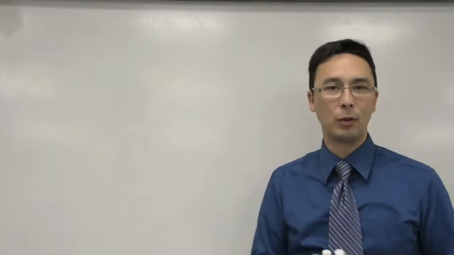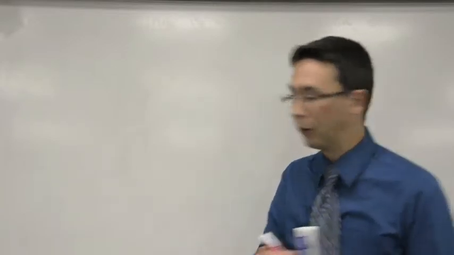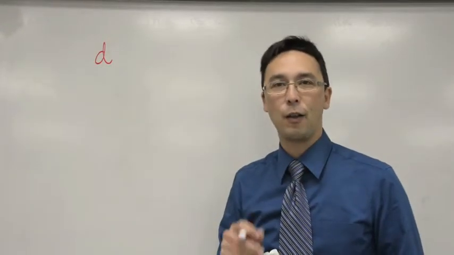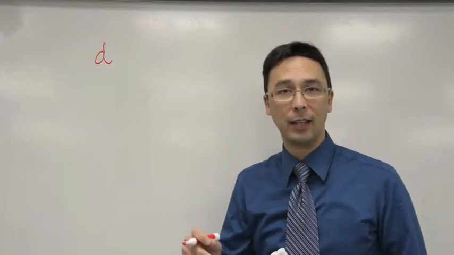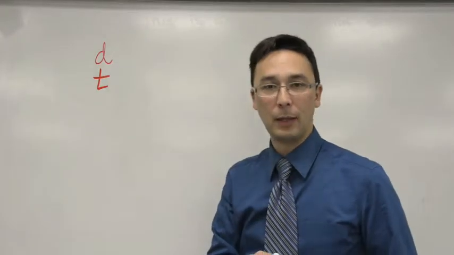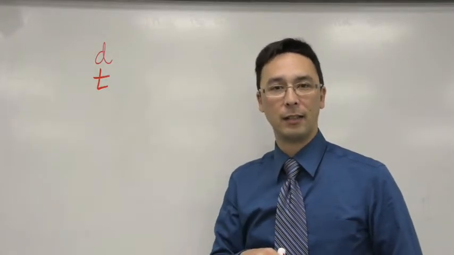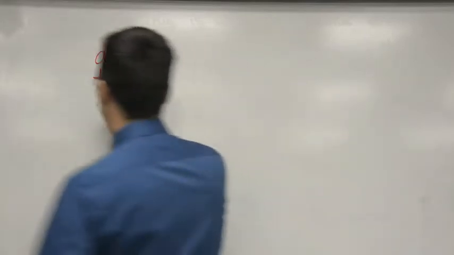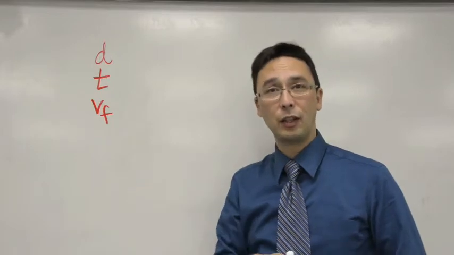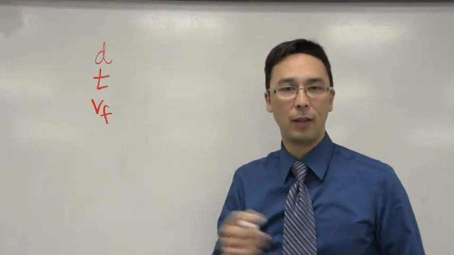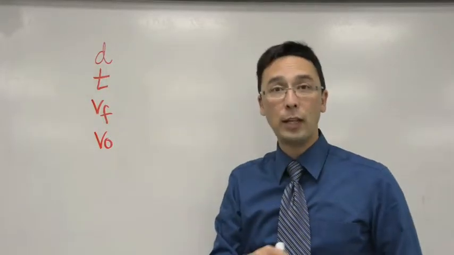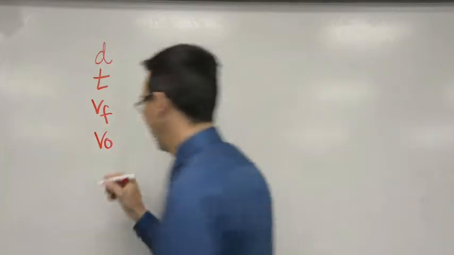If you want to look at this type of motion, there's a few variables we can examine. First, distance. Distance will tell us how far the object has moved while accelerated. Time. How long will the object be moving at an accelerated rate? Final velocity. The velocity that you can attain after the acceleration has occurred. Initial velocity. The velocity from which you accelerated. And finally, acceleration.